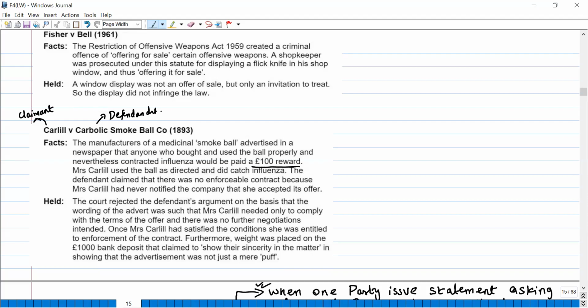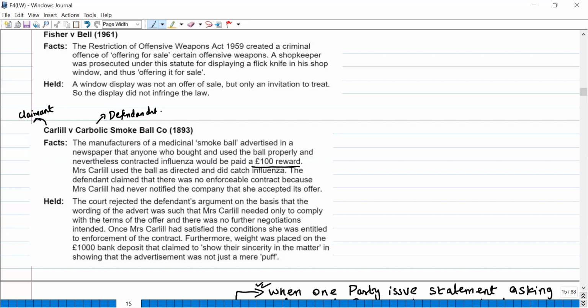But the thing is, the court in this case rejected the defendant's argument on the basis that the wording of the advert was such that Mrs. Carlill need only comply with the terms of the offer, and there were no further negotiations intended. The court said that the wording of the advertisement clearly states that you just have to purchase and use that, and if you get the influenza, if you get the disease, you are entitled to the reward. So the wording was straightforward.